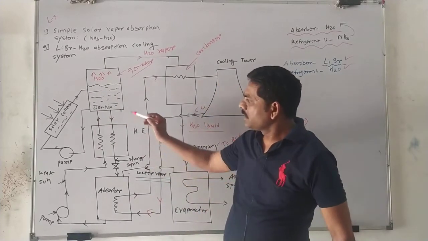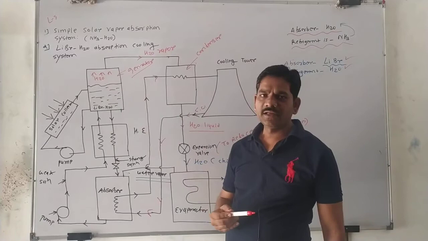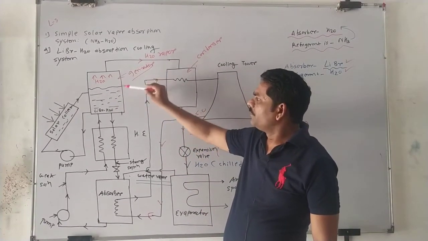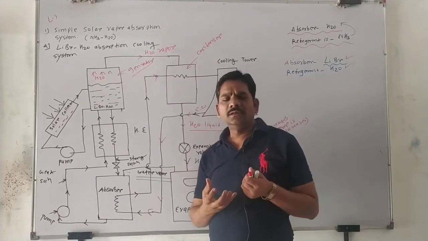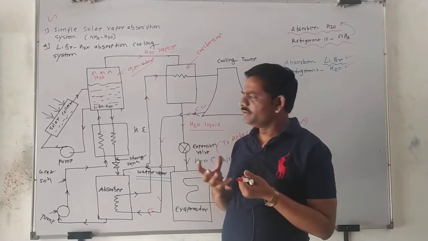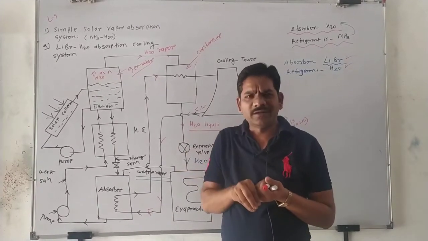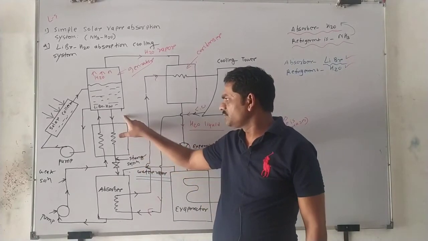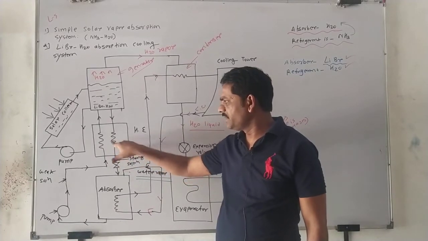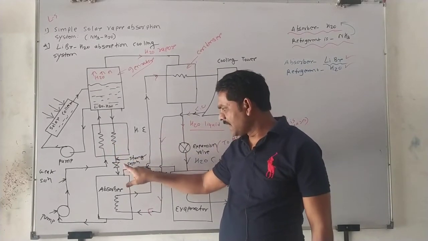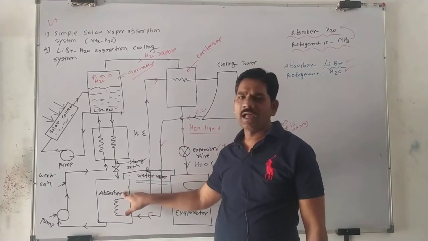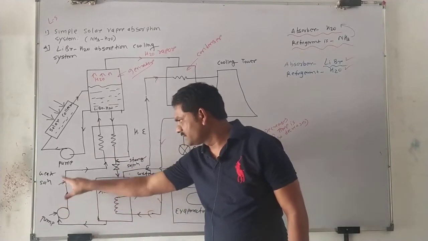Okay. During the heat supply in the generator, what happens there? The water vapor is formed, but the lithium bromide retains some water droplets, so it is nothing but a strong solution. This strong solution enters the heat exchanger. There heat is exchanged between the weak solution and the strong solution, and this strong solution passes through the pressure reducing valve into the absorber, and this cycle continues like that.